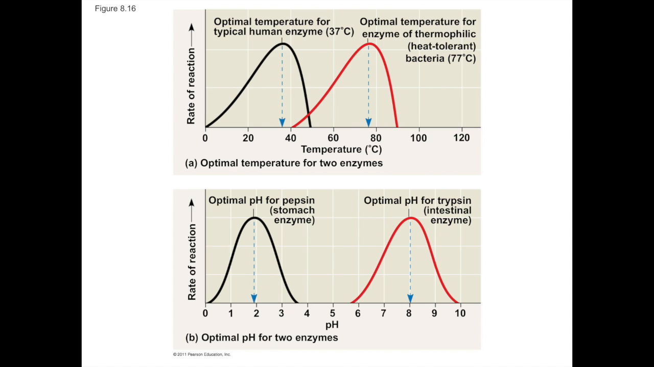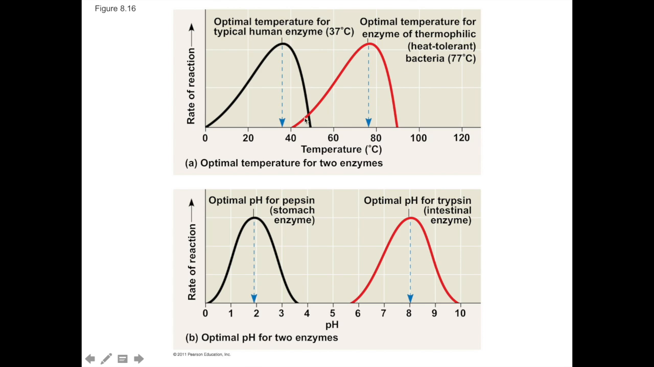There are other organisms, like heat-tolerant bacteria, that can live in hot springs, like in Yellowstone National Park, that are optimized to live near the boiling point of water. Remember, the boiling point of water is 100 degrees Celsius, 212 degrees Fahrenheit. So these heat-tolerant bacteria, they have a temperature optimum of 77 degrees.